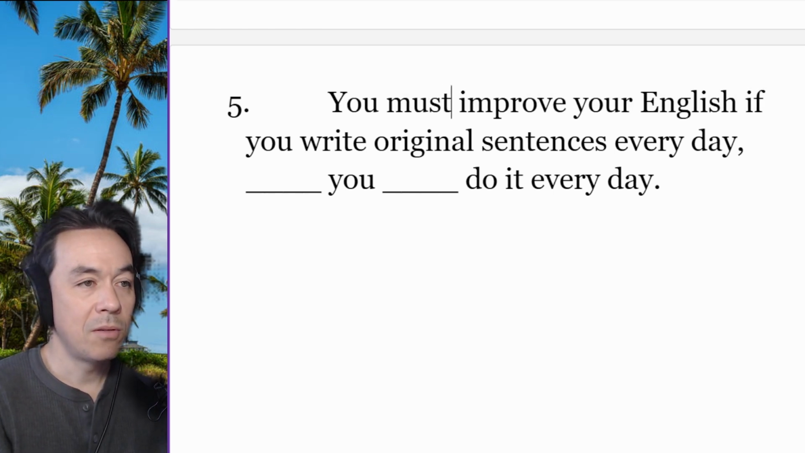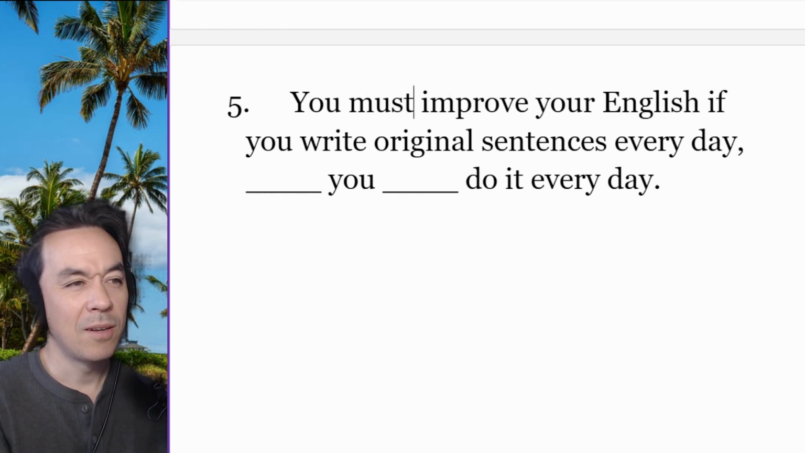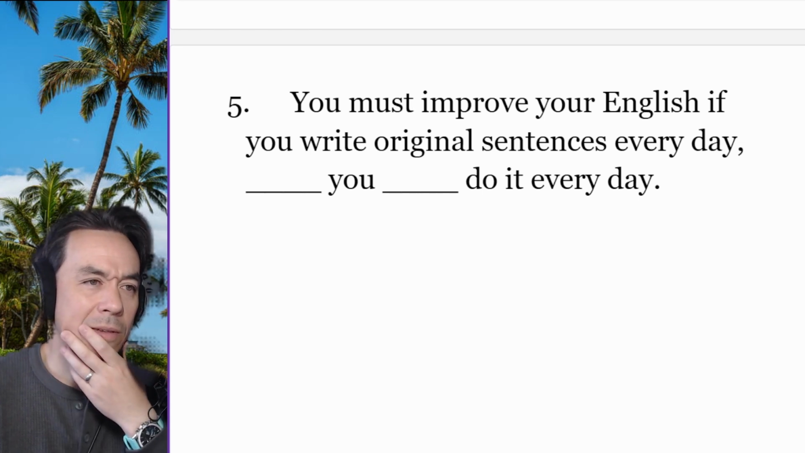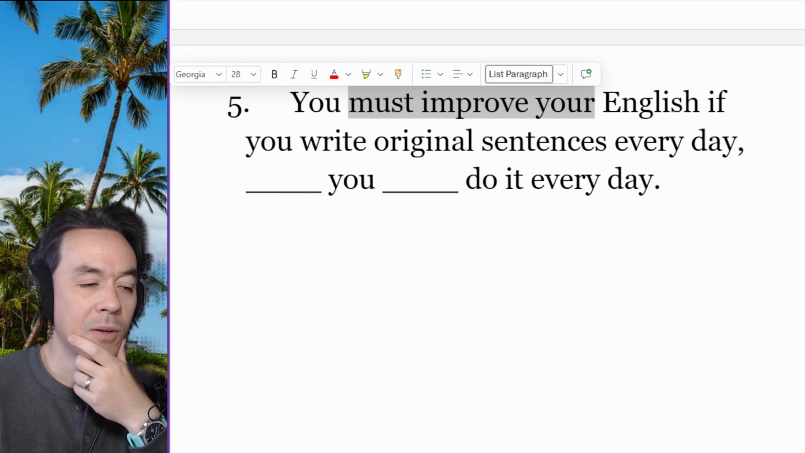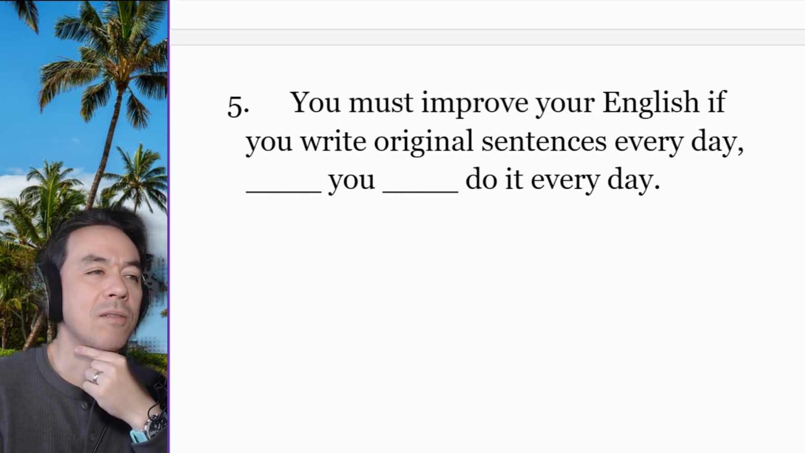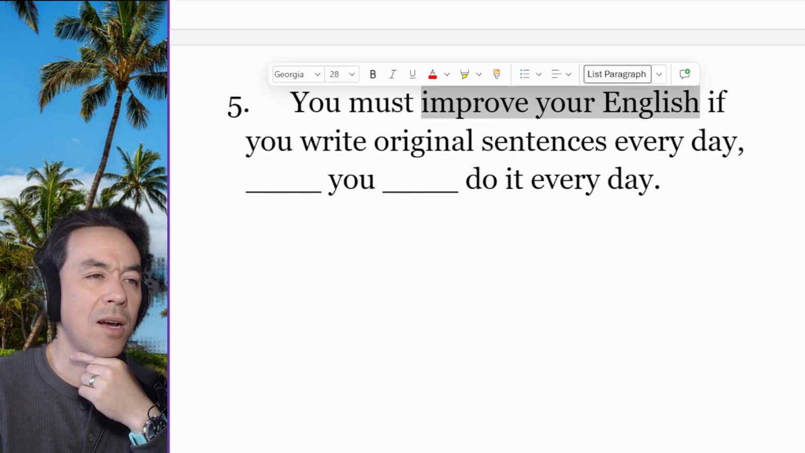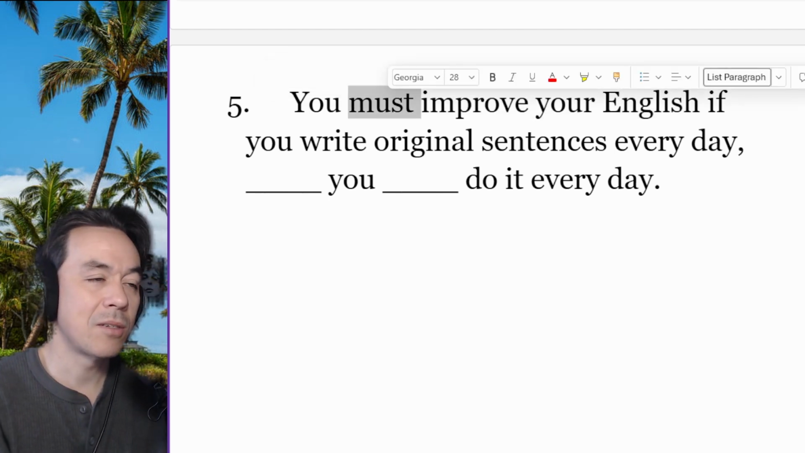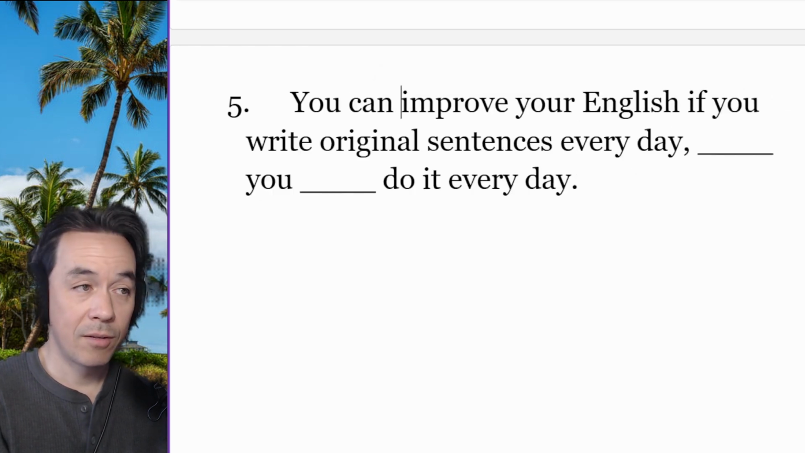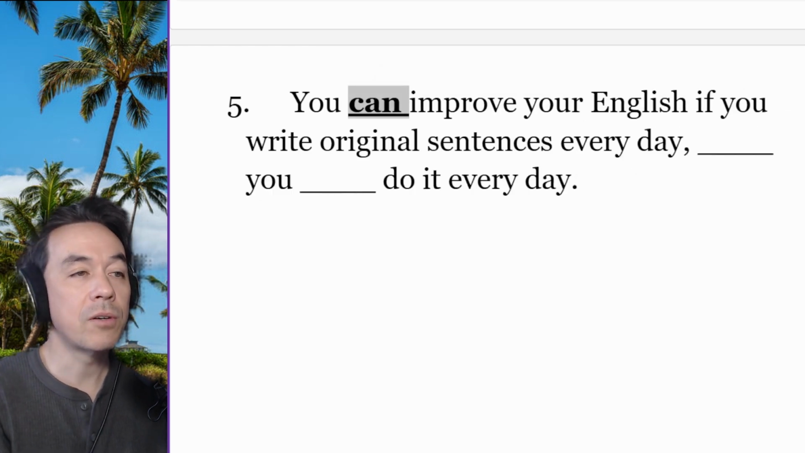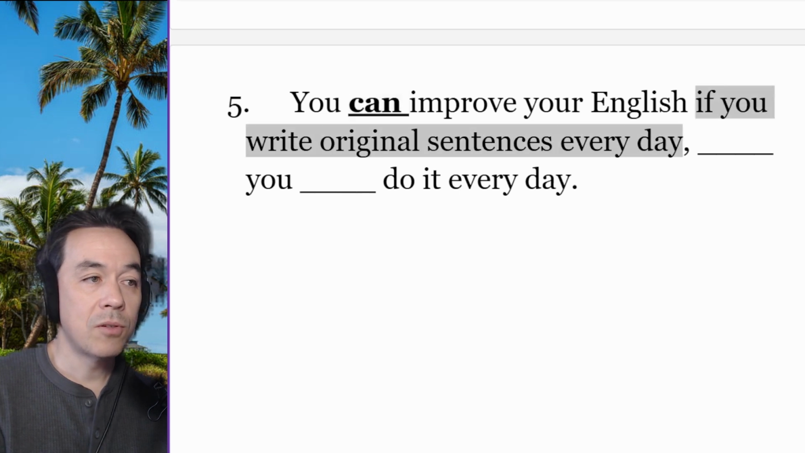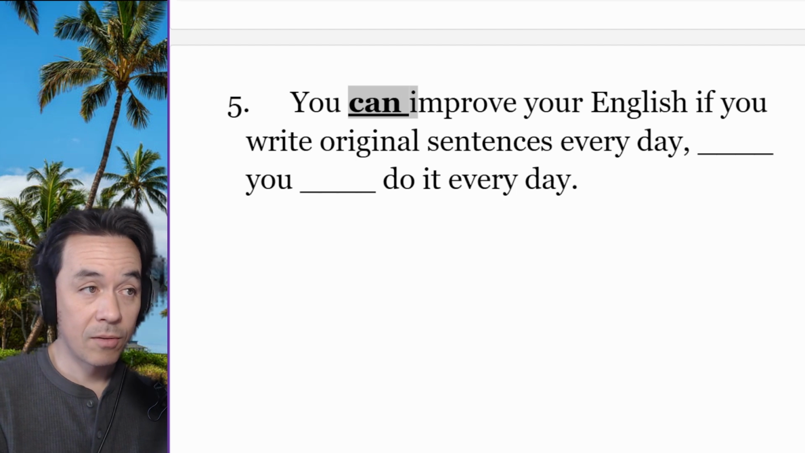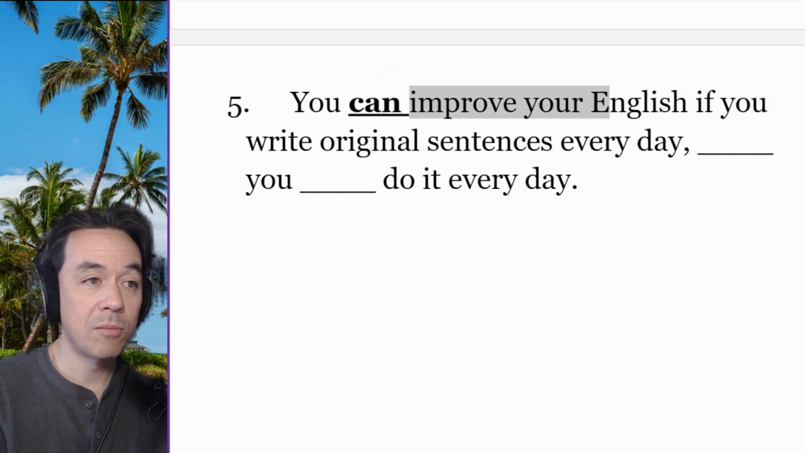Let's see. "You must improve English if you write sentences every day." What does that mean? If you write sentences every day, you must improve. That sounds strange because improve is not the only option. I'm going to say you can improve. That works. If you write sentences every day, it's possible. It is possible to improve.